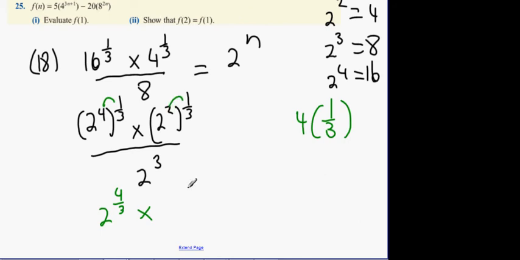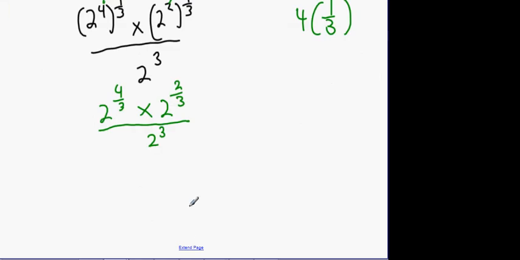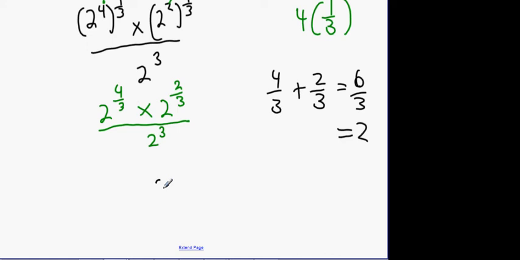What about this one here? 2 to the power of 2 thirds. All divided by 2 to the power of 3. Next step. Are you adding these ones or multiplying them? You are multiplying them, but you're going to add the powers. So what's 4 thirds plus 2 thirds? Which is 2. On top we're going to have 2 to the power of 2. On the bottom we're going to have 2 to the power of 3.